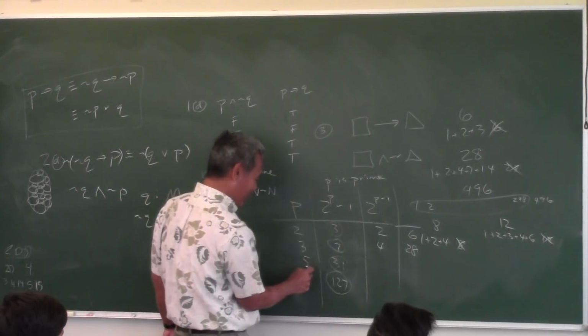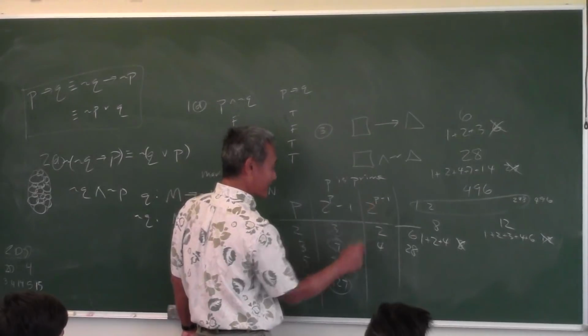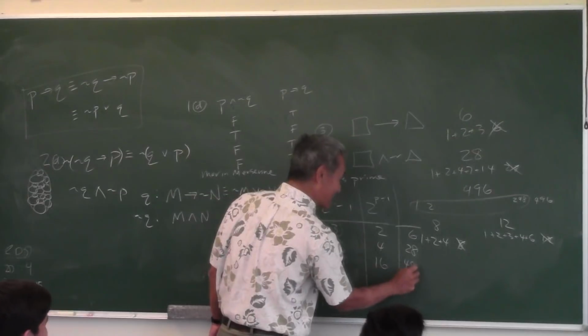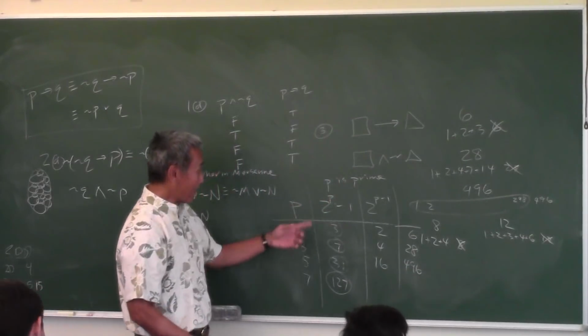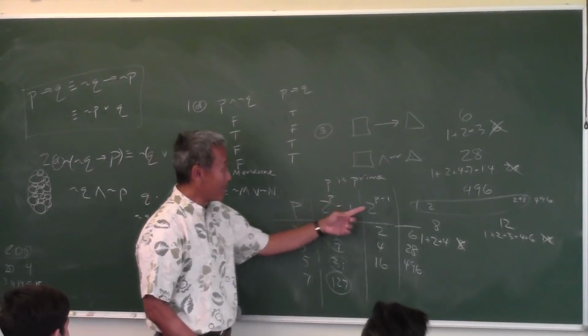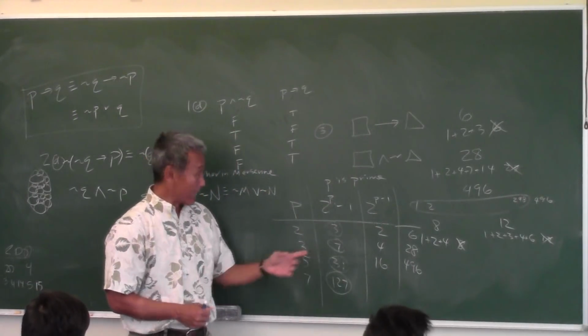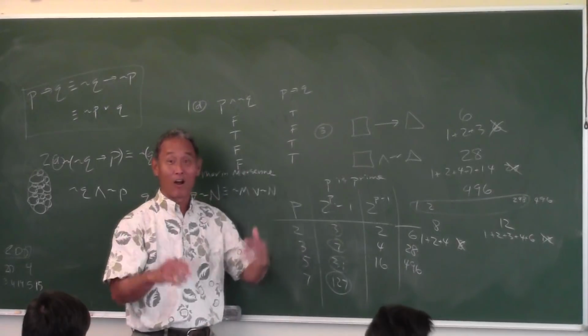Okay, what about 5? Plug 5 into this, you get 31. Plug 5 into this? 16. What's 31 times 16? 496. So, if this is a Mersenne prime, and I multiply it by this, will you always get a perfect number? Yeah. Well, it worked for these first 3, therefore it's going to work for all of them.